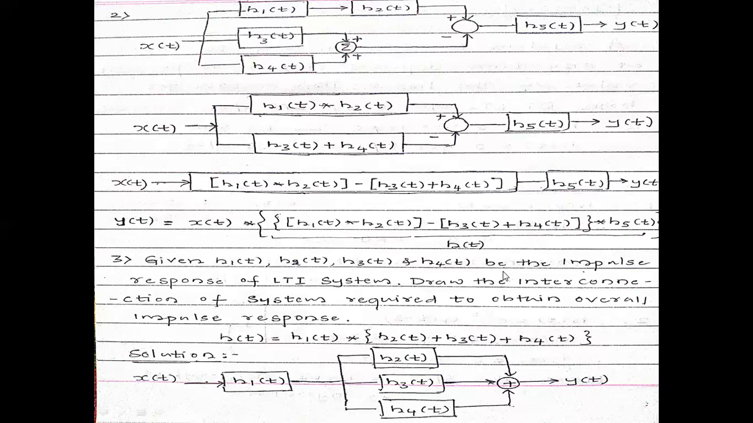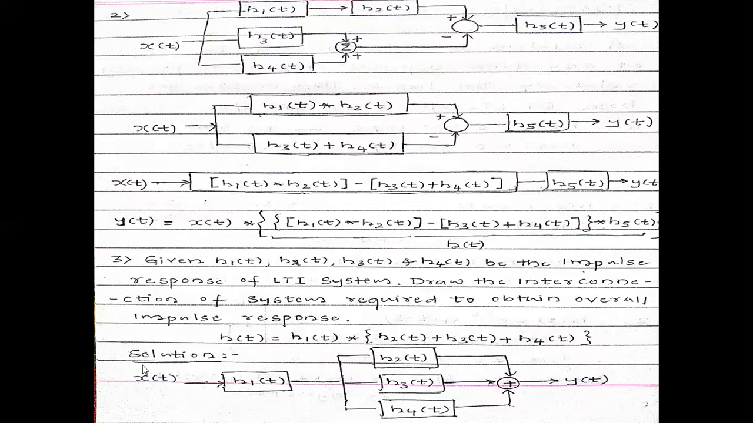So in example 3 here, it is exactly a different example. It is exactly a reverse case of the previous example. In the previous case, you will be having some block diagram representation and you are asked to determine the overall impulse response. But in example 3, you will be given the overall impulse response of the LTI system h of t, and you have to draw the block diagram. That is block diagram which represents input, output, and impulse response.